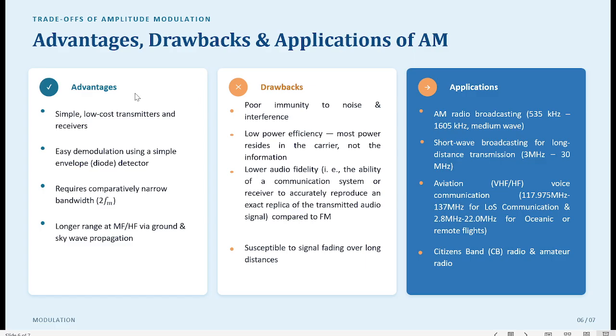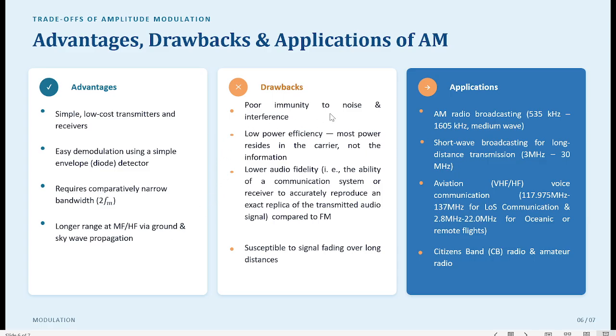Here I have listed some of the advantages of amplitude modulation. It needs simple, low cost transmitters and receivers. Demodulation is quite easy using a simple PN junction diode detector or envelope detector, and a narrow bandwidth is required for amplitude modulation. Longer range at medium frequency and higher frequency via ground and sky wave propagation is provided here.